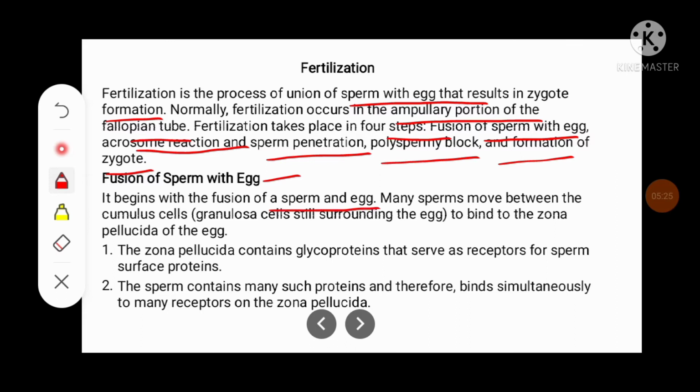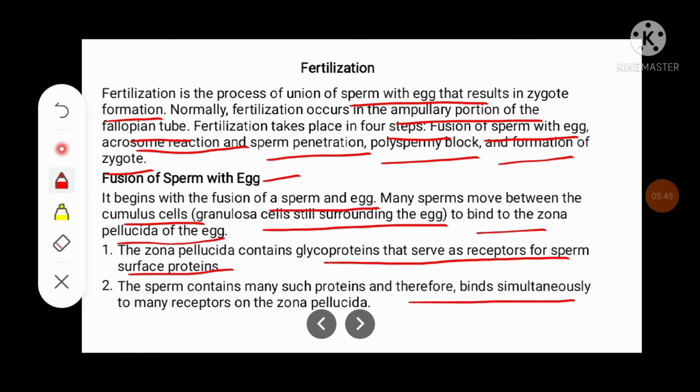Many sperms move between the cumulus cells, that is granulosa cells still surrounding the egg, to bind to the zona pellucida of the egg. The zona pellucida contains glycoprotein that serves as a receptor for sperm surface proteins. The sperm contains many such proteins and therefore binds simultaneously to many receptors on the zona pellucida.